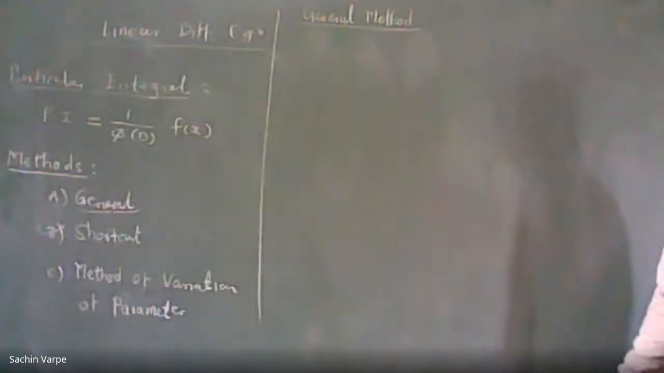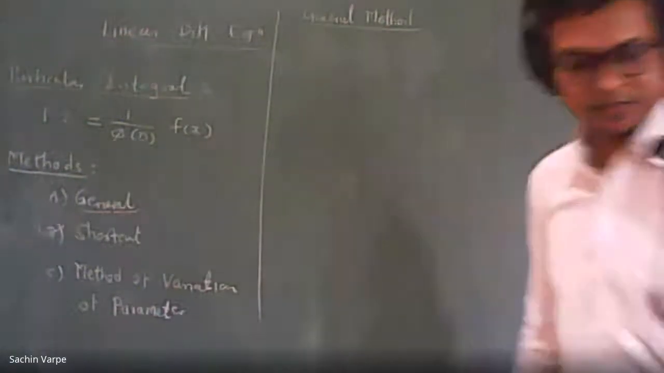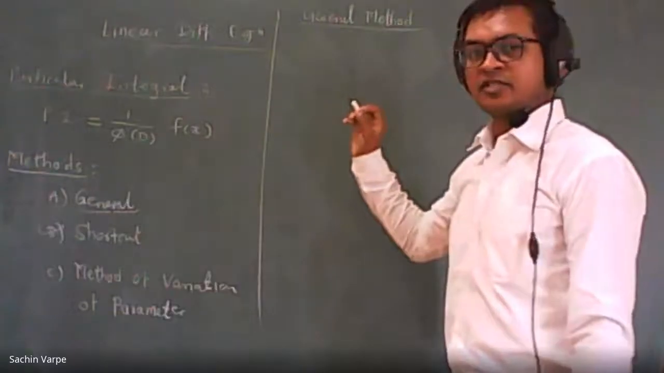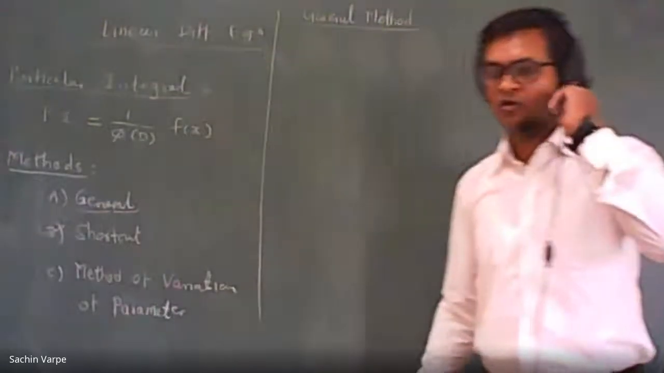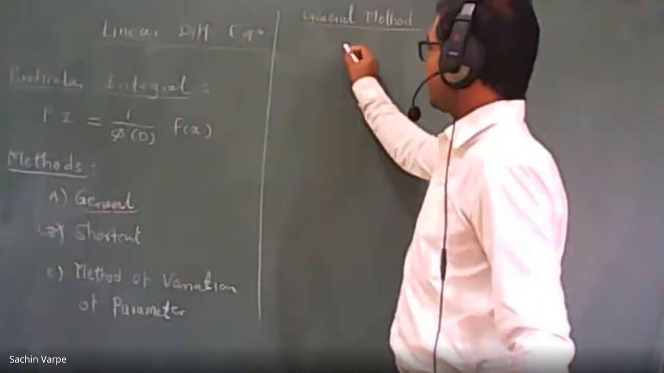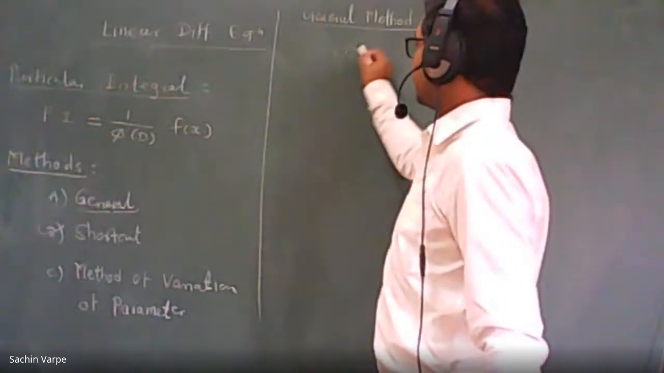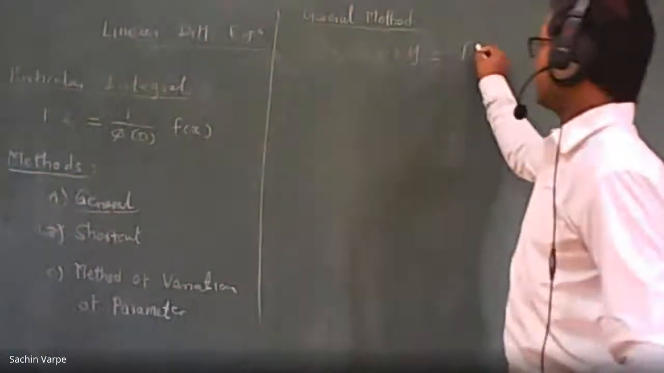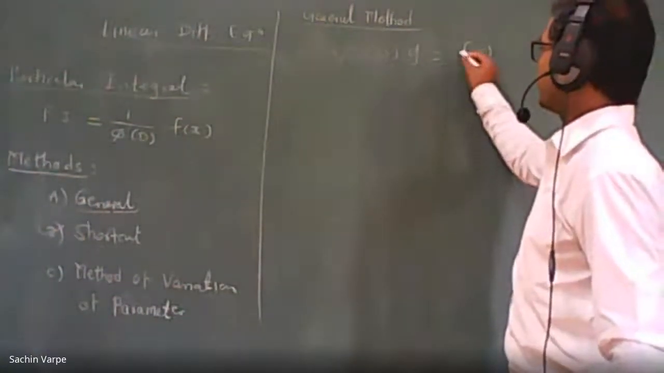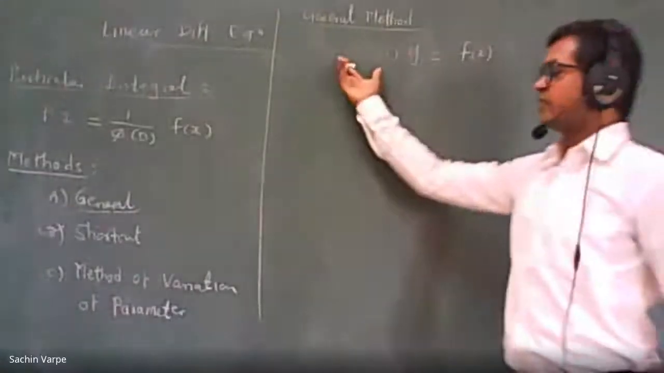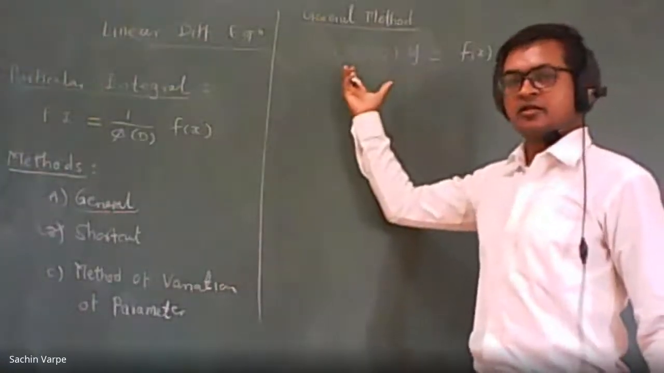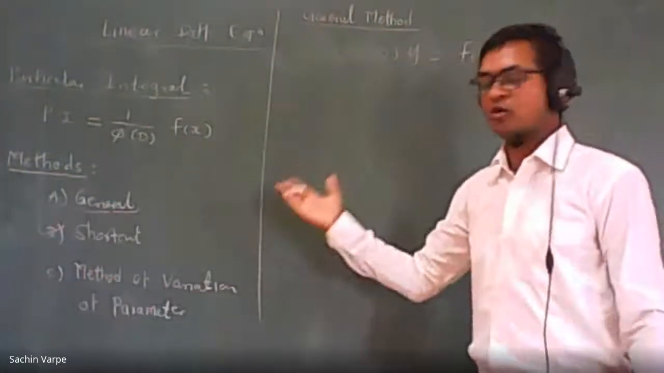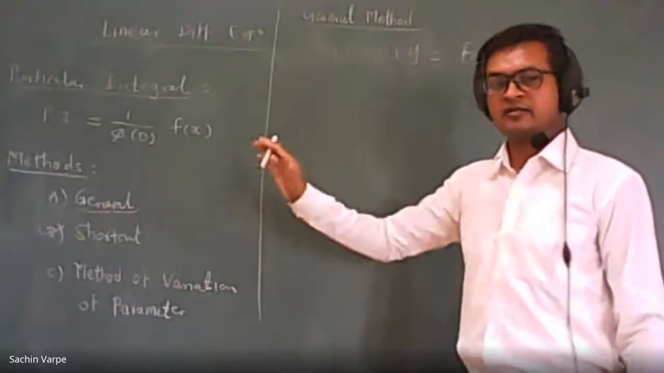General method. To discuss the formula to find the particular integral by the general method, let us start with the standard form of a linear differential equation with constant coefficients. In its reduced form it is phi of D into y is equal to some function of x. In general, we consider this differential equation to be of nth order, so it will have n roots and n arbitrary constants in the complementary function, which we have discussed in detail.